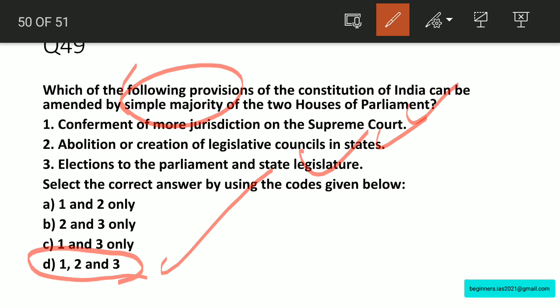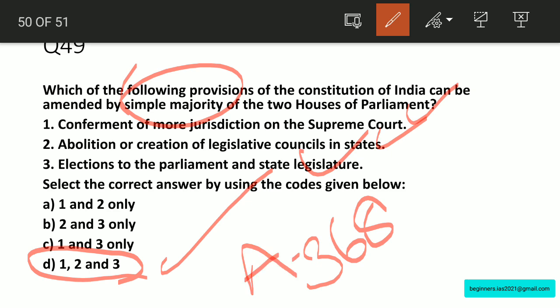Why? Let us see. The Constitution of India can be amended in 3 ways by using Article 368. One is by the special majority of the parliament, another is by the special majority of the parliament and ratification of half of the state legislatures, and also by the simple majority. Here are the provisions by the simple majority. These are the things that can be easily amended by the simple majority. Let us see a few things.